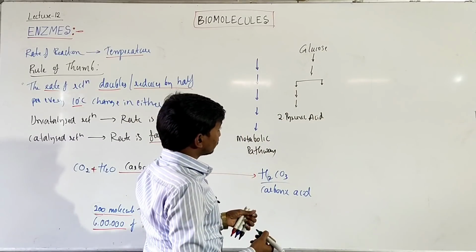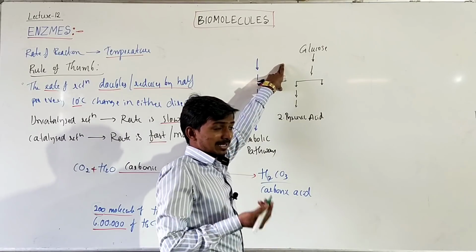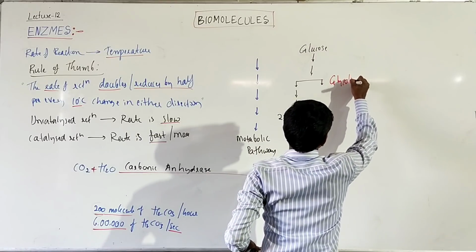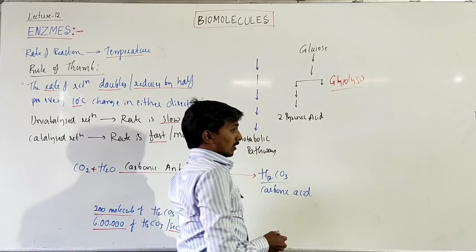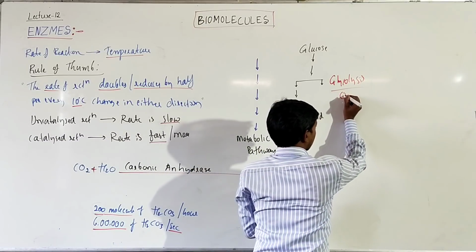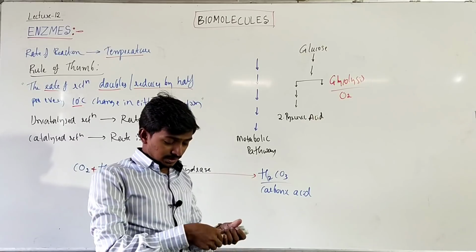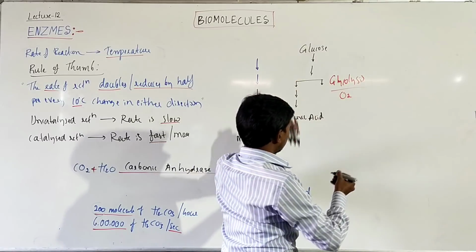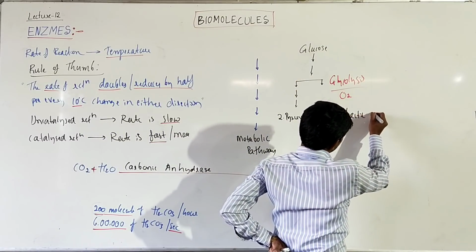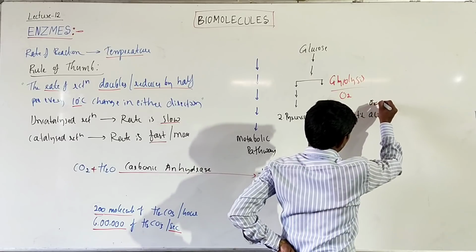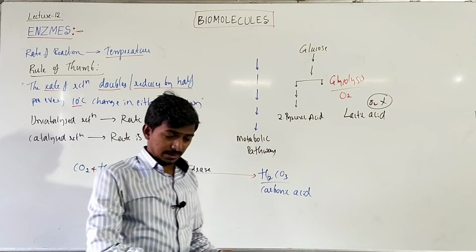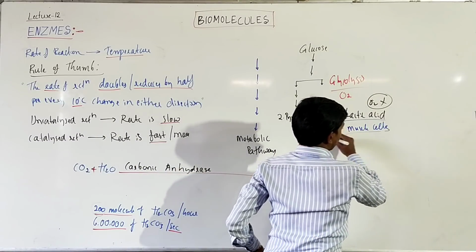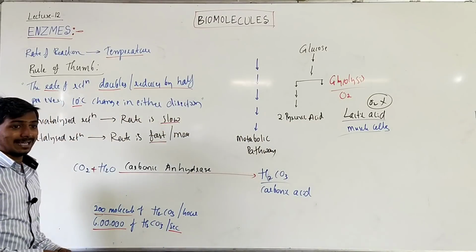Here, whenever oxygen is present, the process is called glycolysis. When oxygen is not present, mainly in our muscle cells, the glucose will form lactic acid.